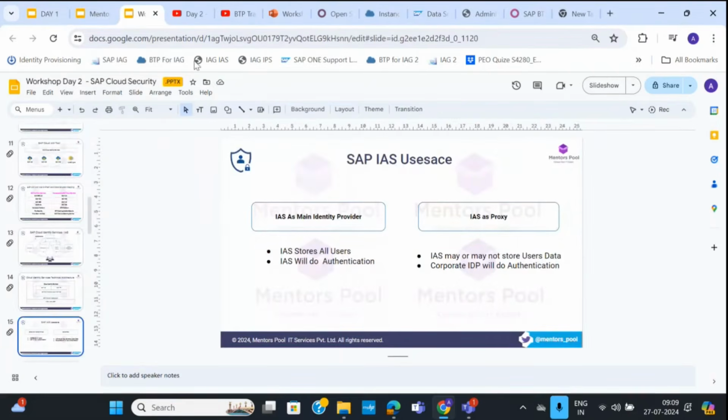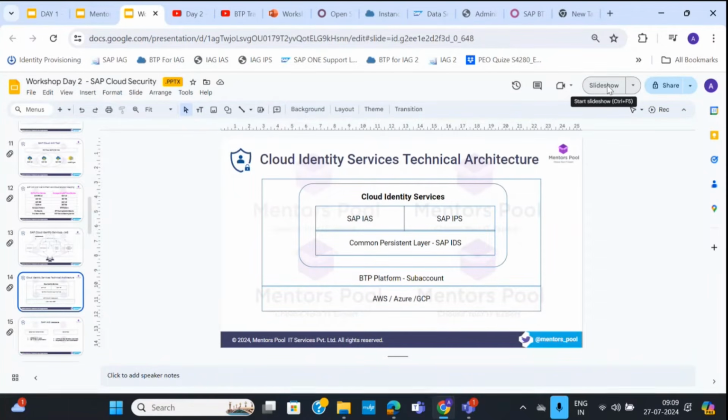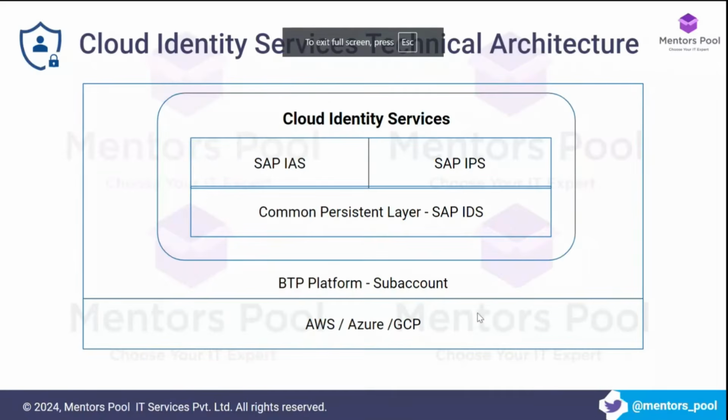If you see my diagram, this is our infrastructure, because BTP is running on top of AWS, Azure, GCP infrastructure, which SAP manages. I don't care about that. I got a BTP platform, in that I created a sub account, and then I subscribed to cloud identity services there. As I have already explained, you have three components: IAS, IPS, IDS, and one authorization policy management, which is not a component but I would say additional functionality.